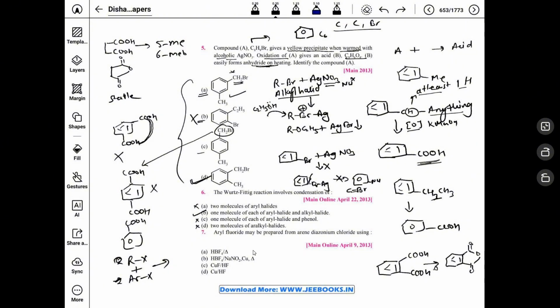Tetrafluoroborate on heating with diazonium salt gives fluorobenzene, and this reaction is known as the Balz-Schiemann reaction, and the rest of the options are incorrect. Okay, now moving to the next one.